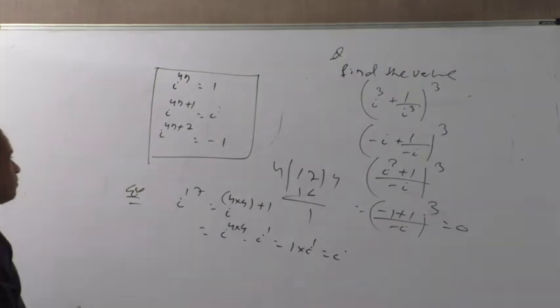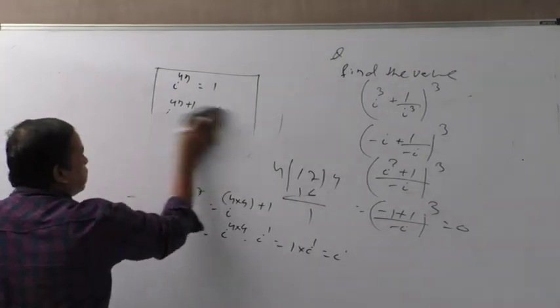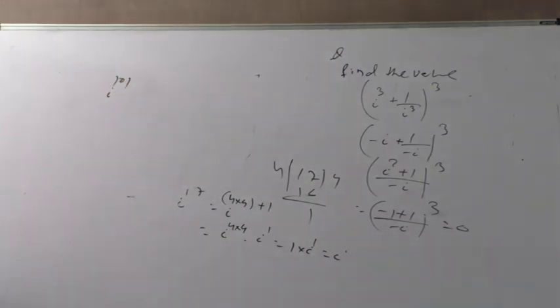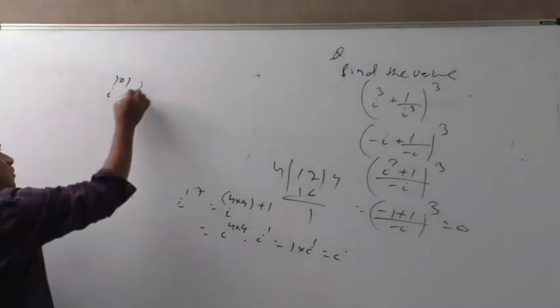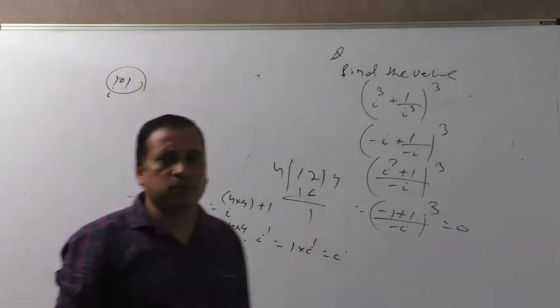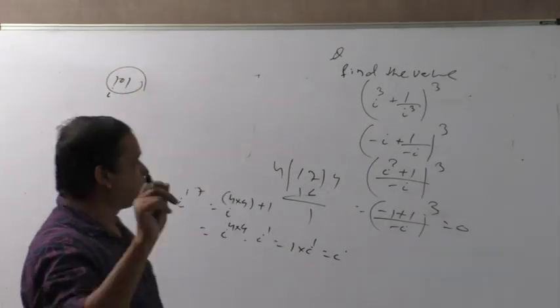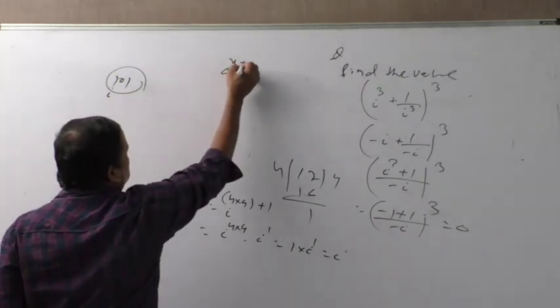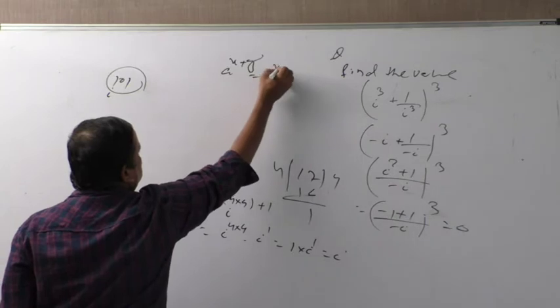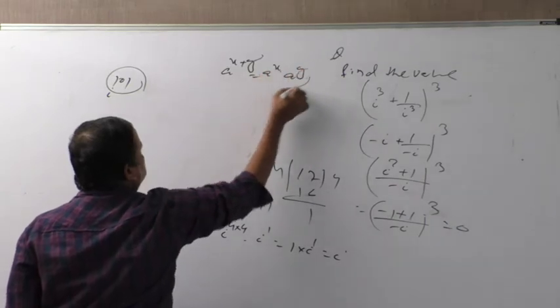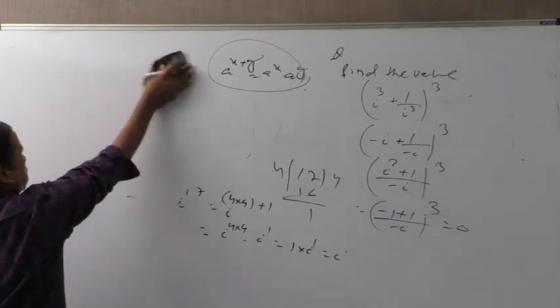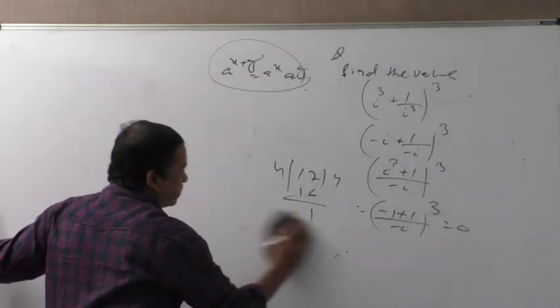So if there is a large value of the power of i, suppose we are given i to the power 101, how to find this? Two ways: either 101 you can divide by 2 or 101 you can divide by 4. Then use a to the power x plus y is a to the power x into a to the power y. Use this.